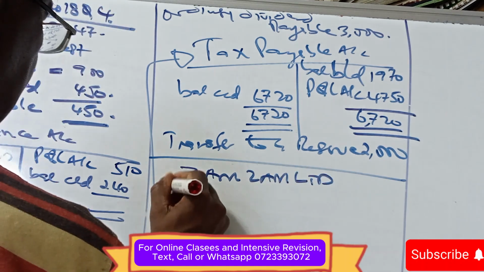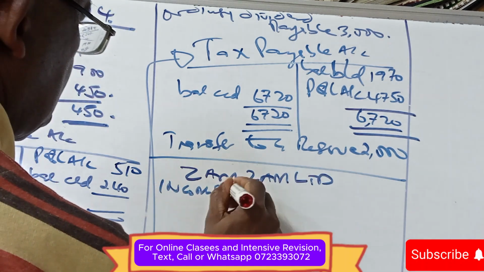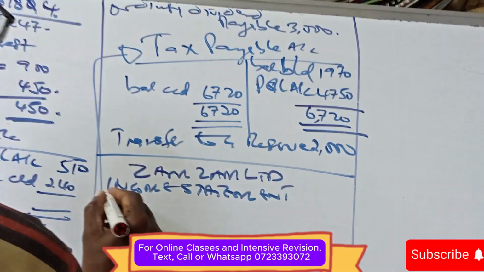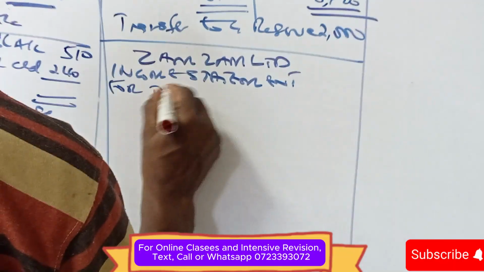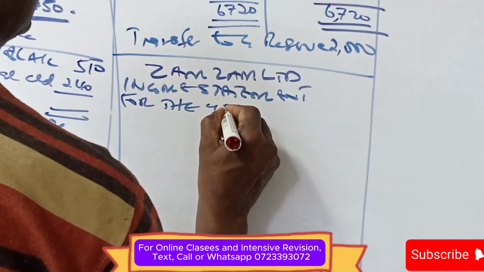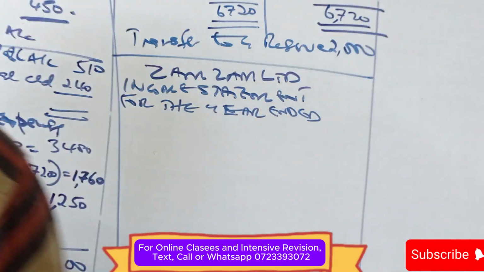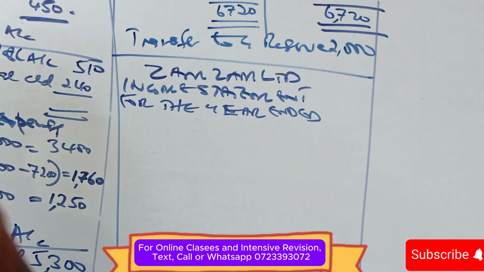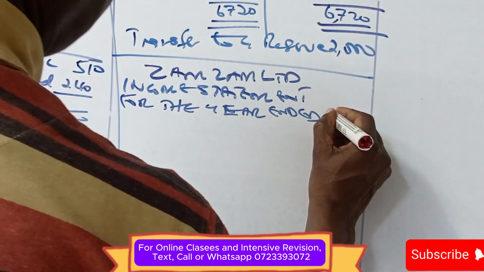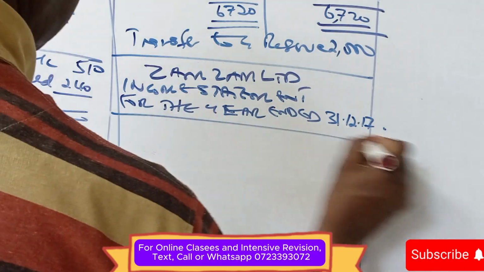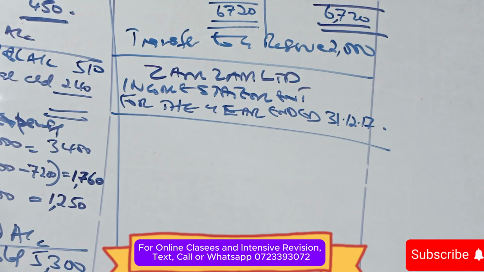Zamzam Limited income statement for the year ended 31st of December 2017. And from there, we start with our sales.